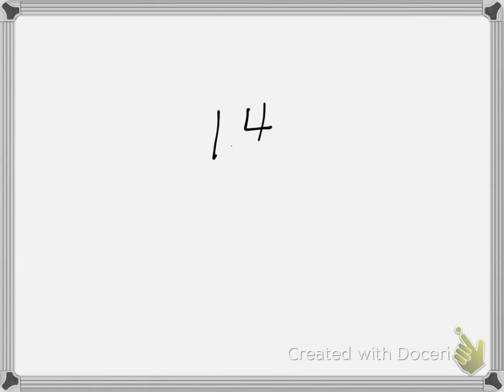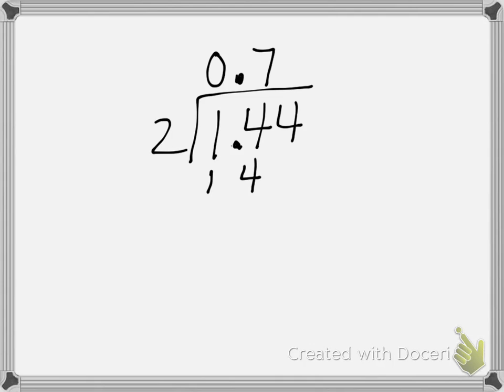So 1 and 44 hundredths divided by 2. This is a whole number, our 2 is here, so we just go ahead and take our decimal point and move it up. And then we divide it just like it's 144 divided by 2. So 2 goes into 14 7 times. Multiply, we get 14, subtract the 0, bring down the 4. 2 goes into 4 twice.